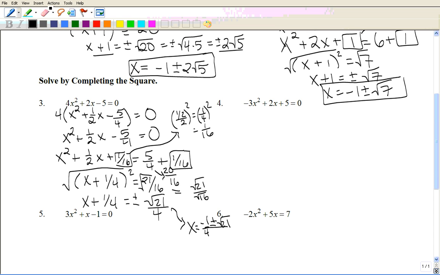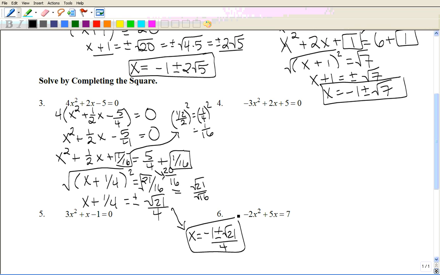That's really messy. Let's write that again. So again, if I subtract the 1/4, I'll get x equals negative 1 plus or minus the square root of 21 all over 4.